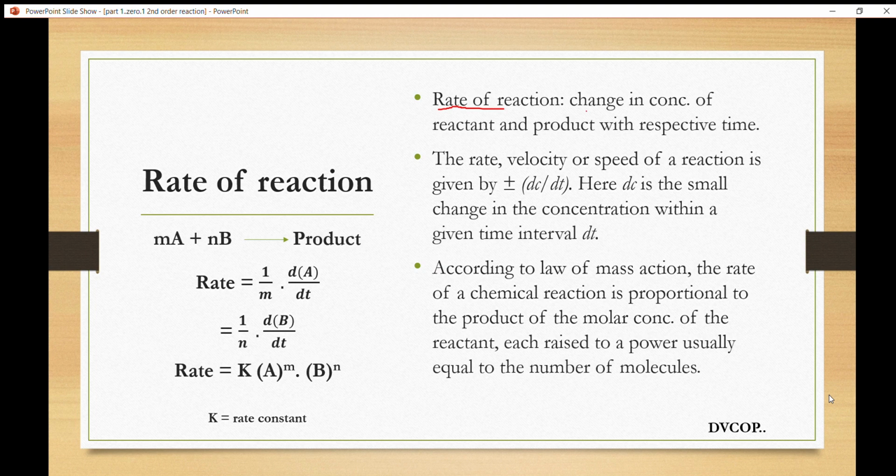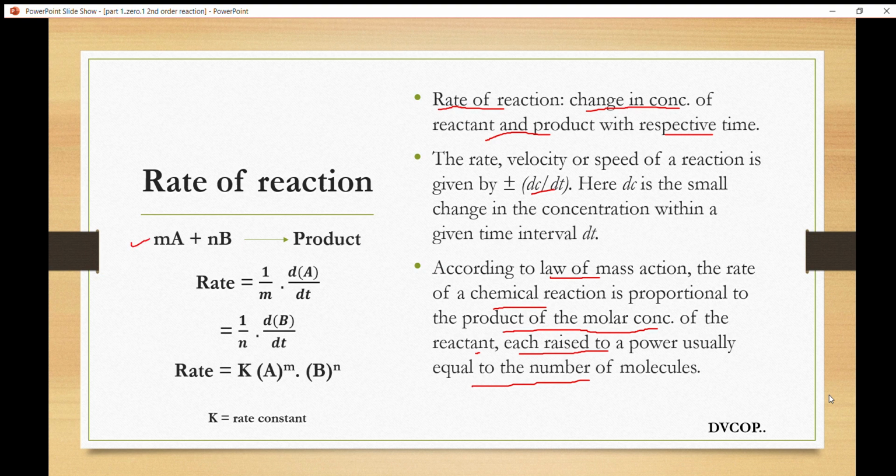It is defined as the change in concentration of the reactant and product with respect to time, and it is denoted by dC upon dt. Here dC is the change in concentration and dt is the change in time interval. According to the law of mass action, the rate of a chemical reaction is proportional to the product of the molar concentrations of the reactants, each raised to a power usually equal to the number of molecules. This definition is understood by using this equation.